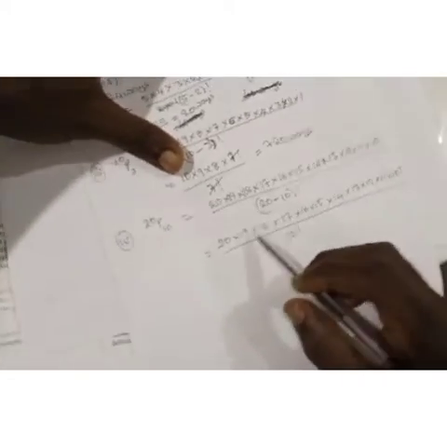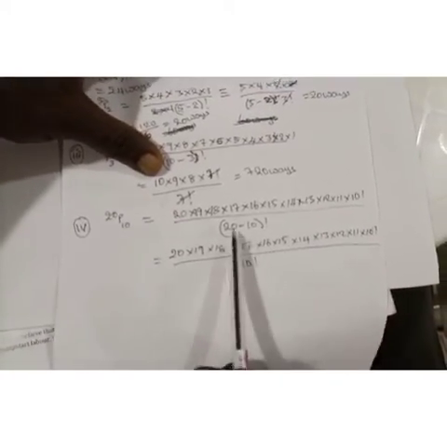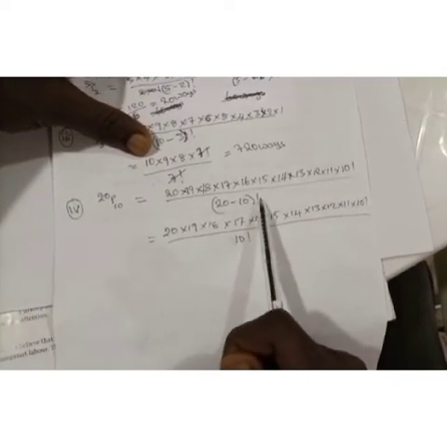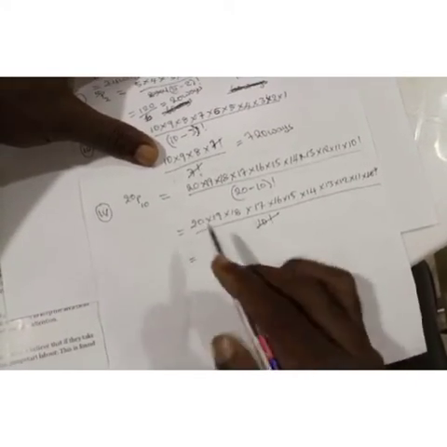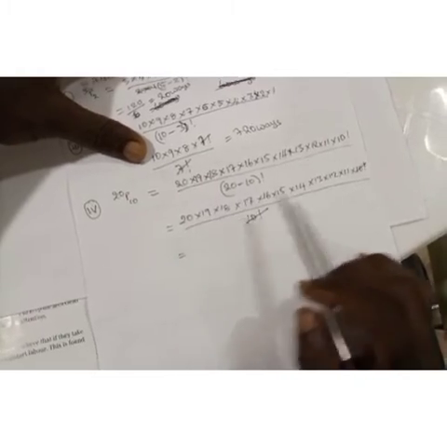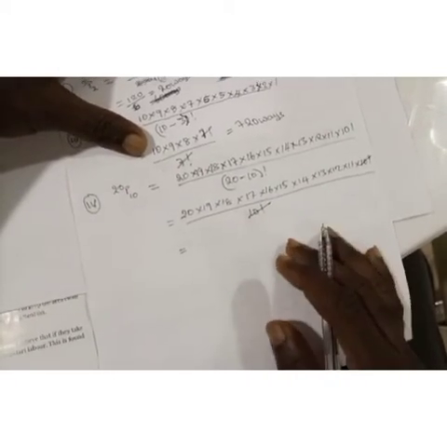Because 20 minus 10 gives you 10 factorial. So this 10 factorial will cancel. So when you use your calculator and multiply this by this by this, then you arrive at the answer. You can do that on your own.